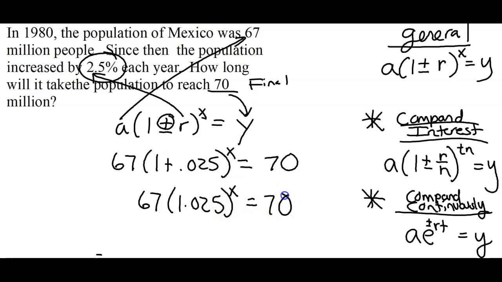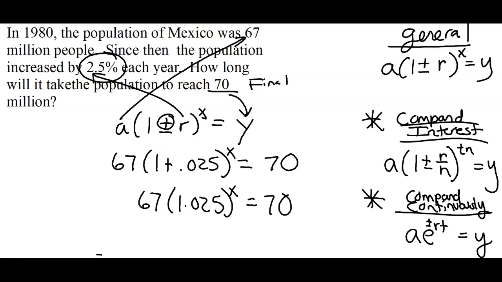Now, can we solve for x? What would you do first if you wanted to solve for x? Divide both sides by 67, right? And then you would log both sides. I think you guys can handle that. I don't want to dwell on that too much. I just want to make sure you guys know how to set it up.